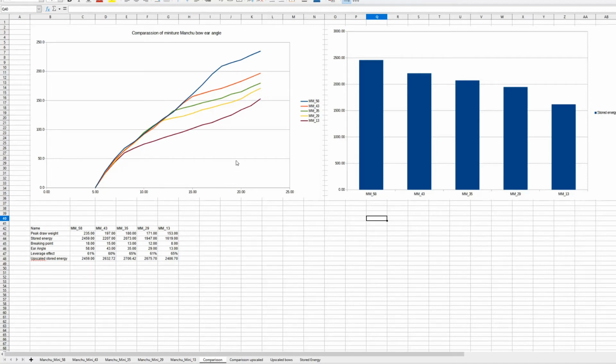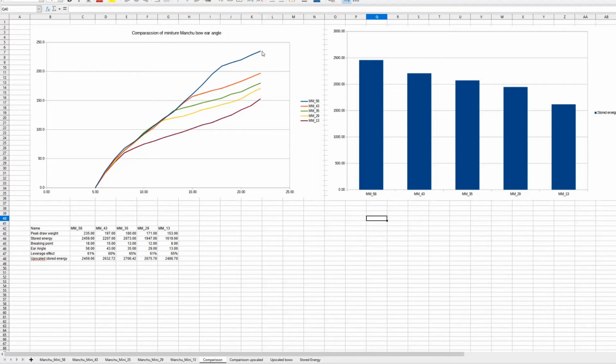To compare these to each other though, we need to have the same draw weight, because now all of them have different draw weights. So we're gonna upscale these four bows, 43, 35, 19, and 13, so they end up with a peak draw weight of 235 grain. I've done that with math. I also did that by building new bows with thicker limbs.